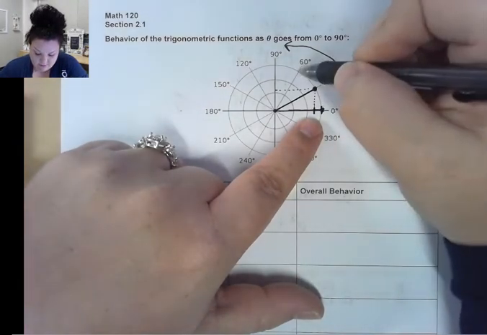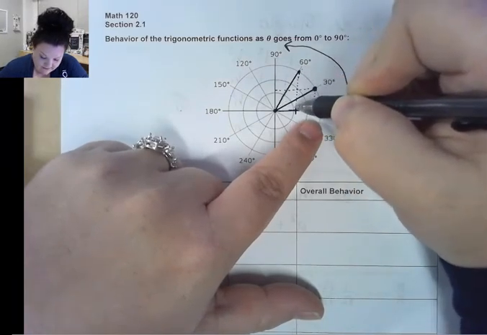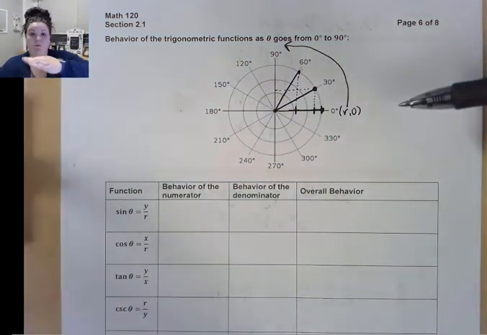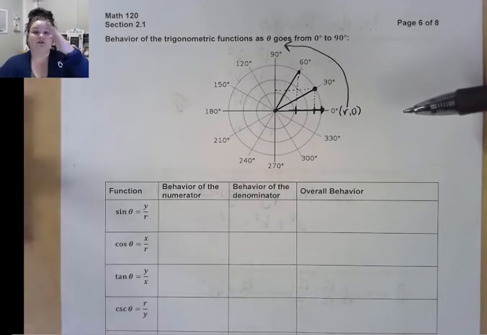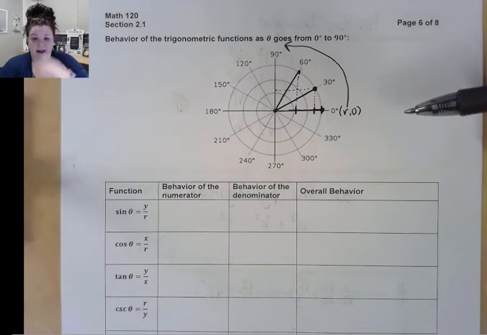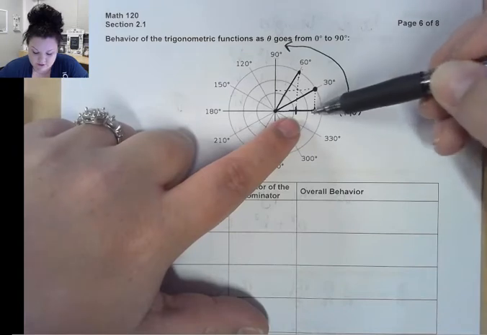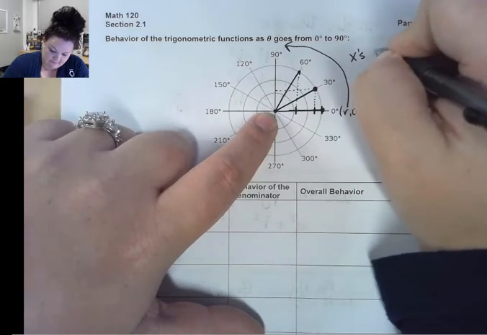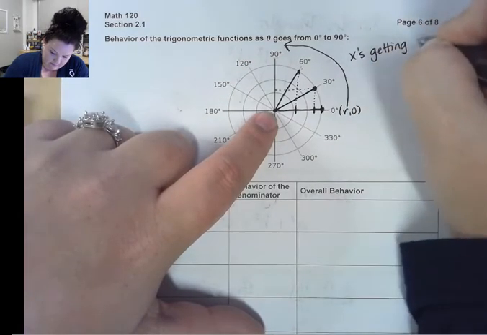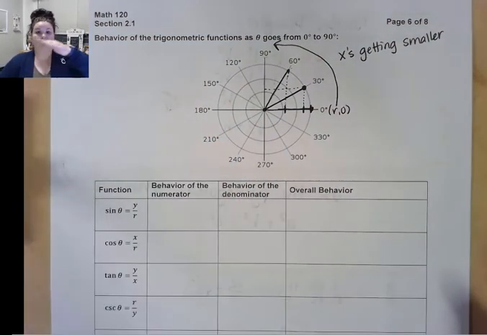And if I keep going, let's say I go up to 60, now my X is here. So as I open up that angle, right, as I start to rotate that hypotenuse or that terminal side of my angle, what's happening is my X values are getting smaller, right? They're getting closer and closer and closer to 0. So I'm just going to write here, X is getting smaller. Okay, so as I go from 0 degrees up to 90 degrees, my X's are getting smaller, right?